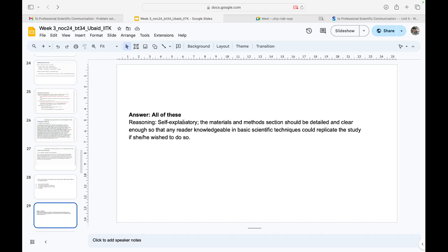So the explanation for this: the answer is all of the above, and the explanation is that the materials and methods section should be detailed and clear enough so that any reader knowledgeable in the basic scientific techniques could replicate the study if she or he wished to do so. So all that information that is needed for replication should be there in the materials and methods section.